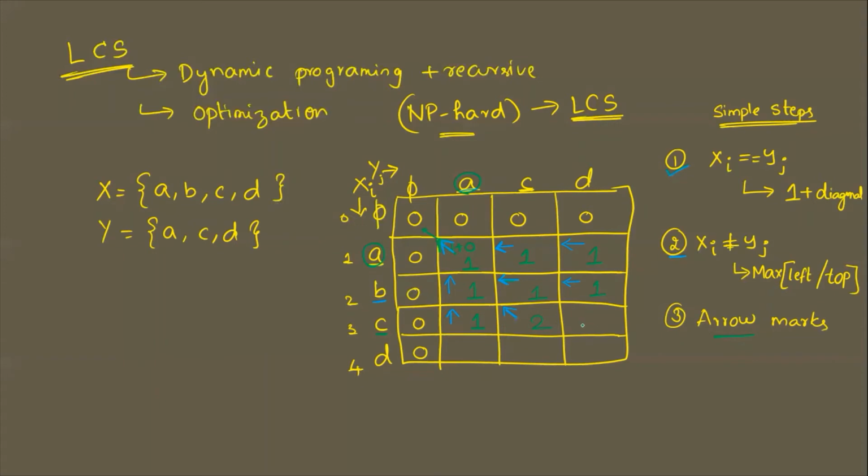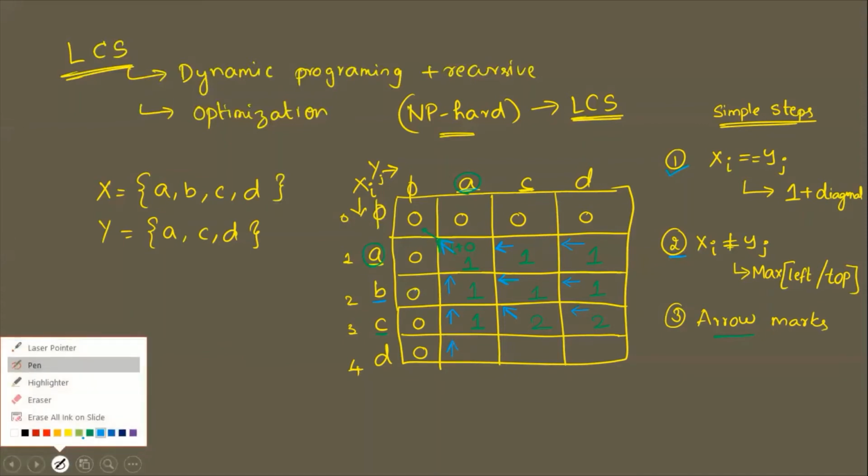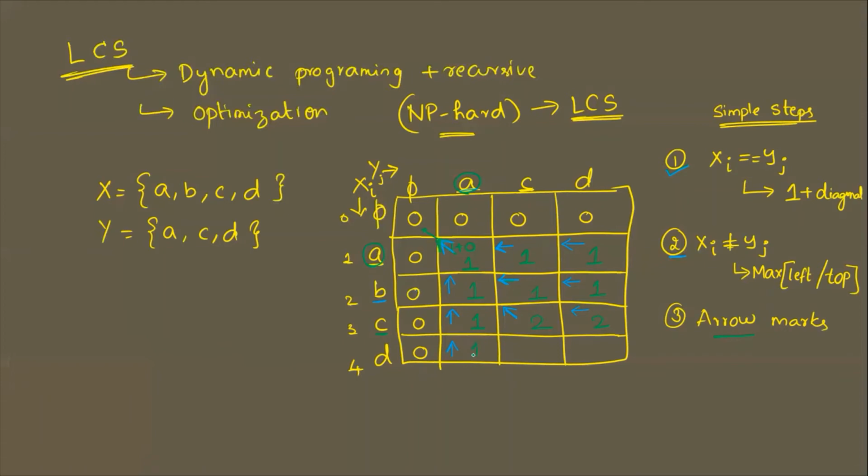So both are different. So we know that the maximum value is 2 and I am taking it from where? The left cell. So done. Next is coming to this D and A. Very simple. Both are different. And then I am taking the top value, which is 1, from the top. And here D and C, here also the same thing. The top value I am taking, 2, and then I'll be putting the arrow towards up.